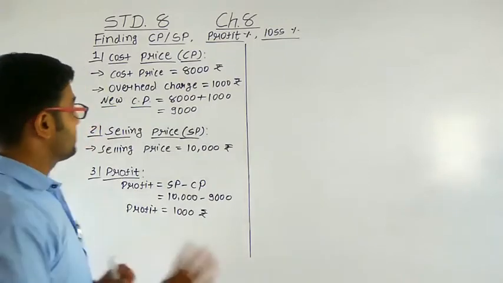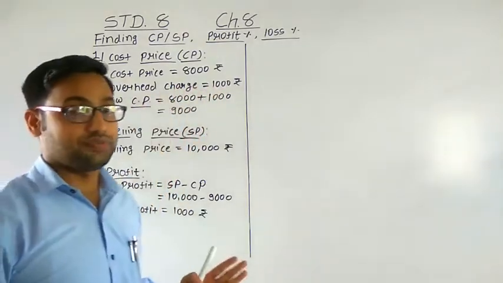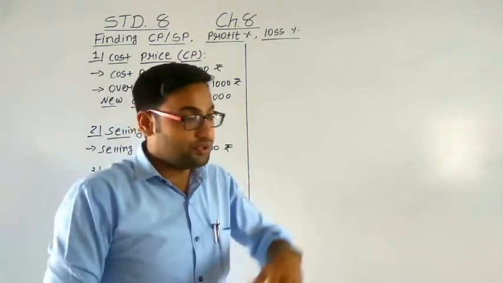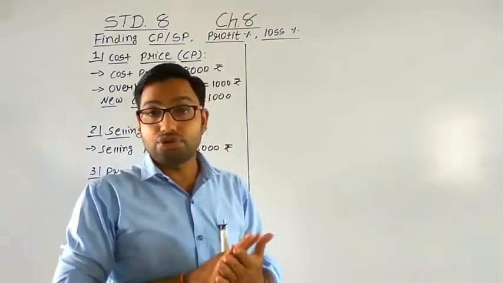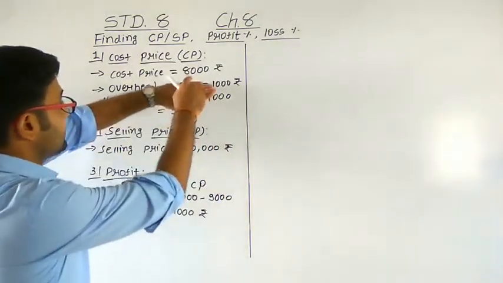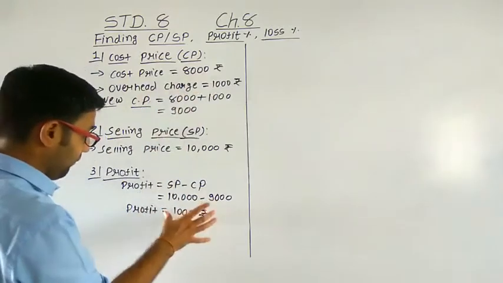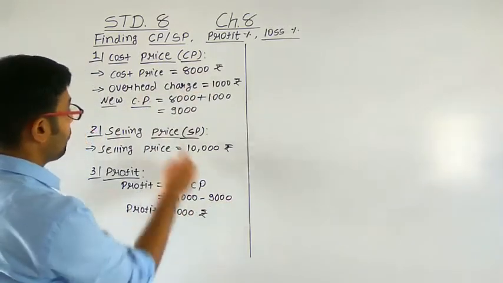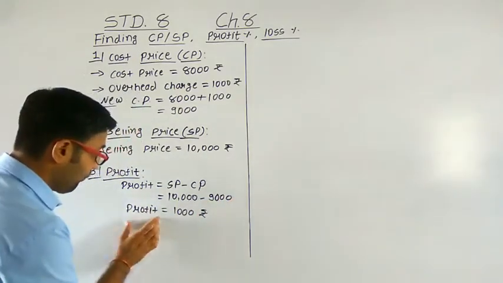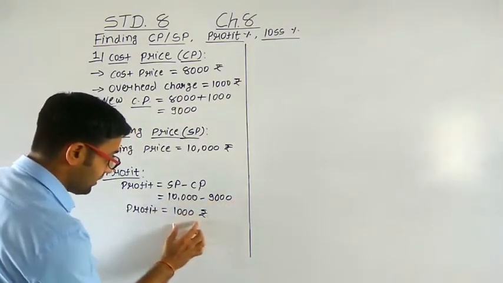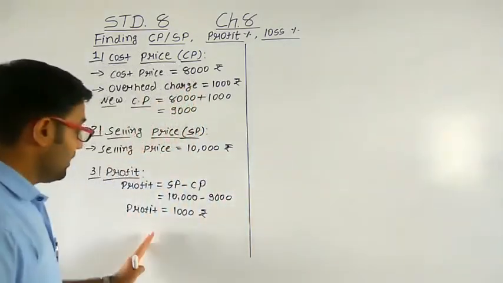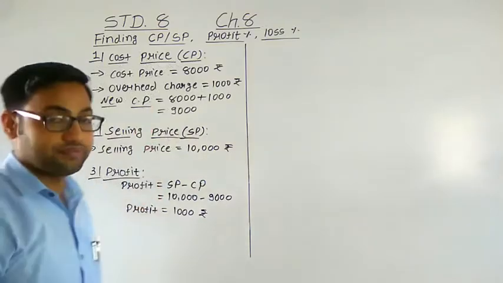Now suppose there is no overhead charge. You just purchase the TV and in one month you sell it. You do not make any overhead charges. Then you have to take the cost price as 8,000. So what will be the profit? Since we do not have overhead charges, instead of 9,000 you take 8,000. So your profit will be 10,000 minus 8,000, which becomes 2,000. In this way we can calculate the profit.